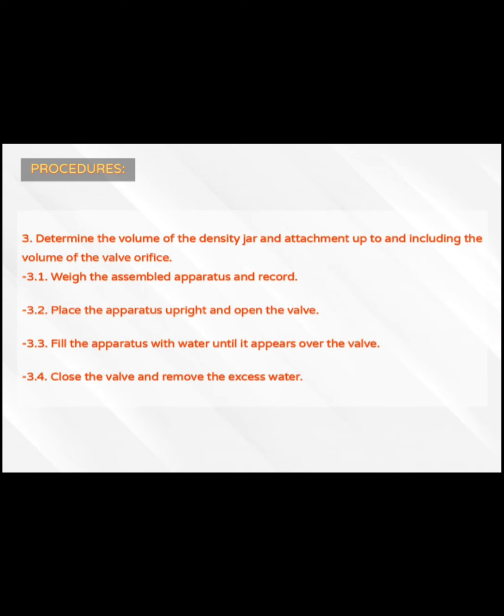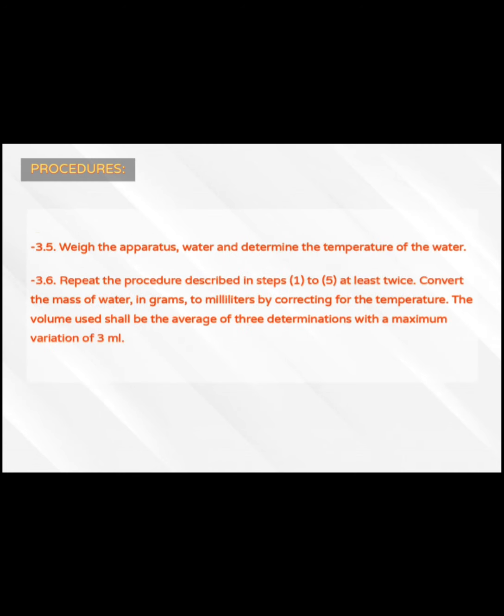Procedure number 3, determine the volume of the density jar and attachment up to and including the volume of the valve orifice. 3.1, weigh the assembled apparatus and record. 3.2, place the apparatus upright and open the valve. 3.3, fill the apparatus with water until it appears over the valve. 3.4, close the valve and remove the excess water. 3.5, weigh the apparatus and water, and determine the temperature of the water.